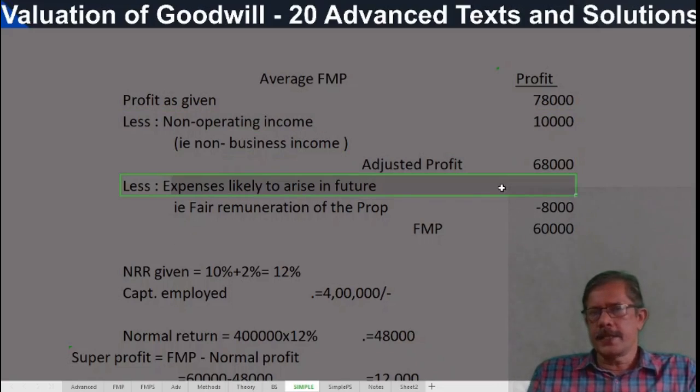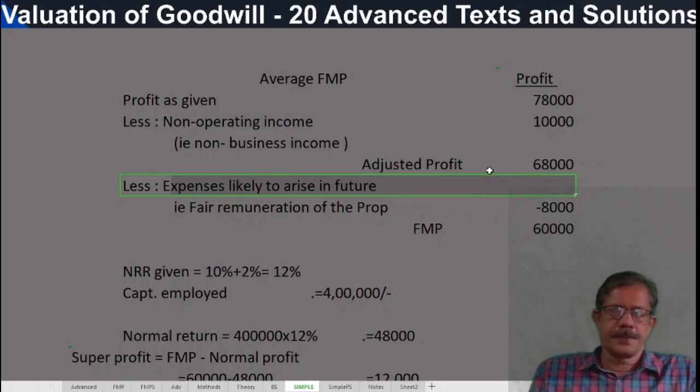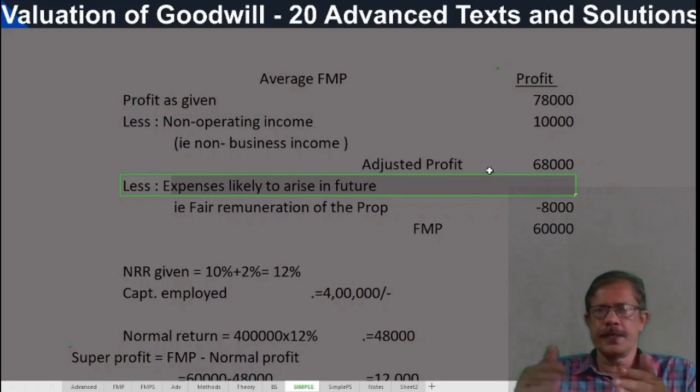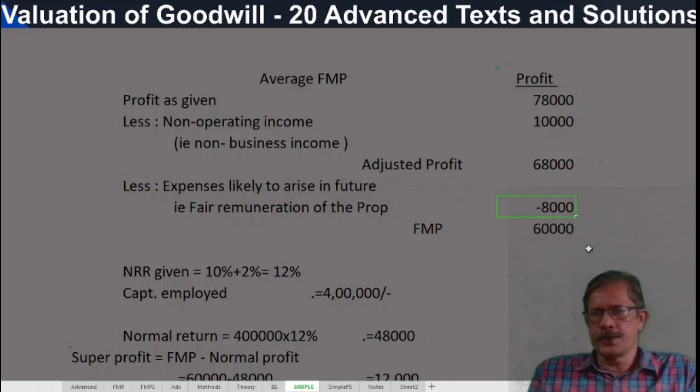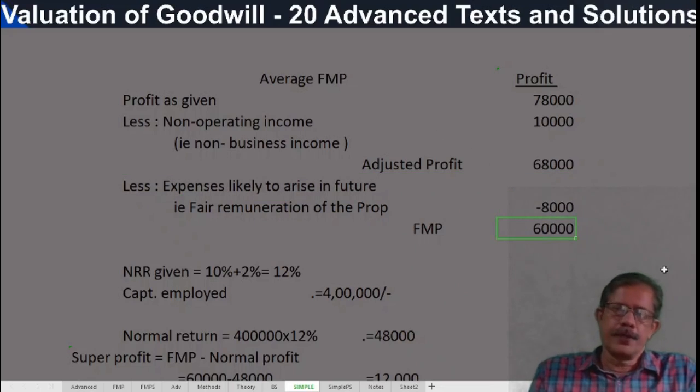Less expenses likely to arise in future. We have studied that future items should be added to or deducted from the average adjusted profit. That is a professional way. So the fair remuneration of the proprietor is given as 8,000 rupees. Deducted, we got future maintainable profit of 60,000.